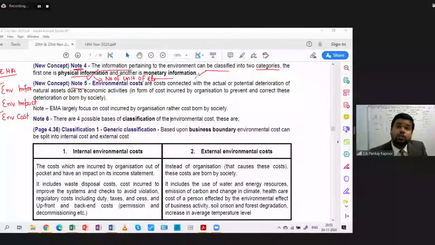Any information of a qualitative and quantitative nature which cannot be measured in money terms, which is expressed in quantity or quality terms, will be considered as physical information pertaining to the environment. Whereas anything where cost is involved will be considered as monetary information. My dear friend, I'm going to explain it again for you.